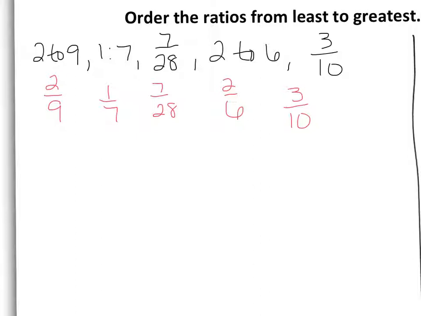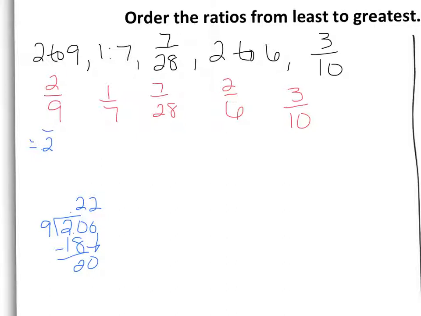There's a couple ways we can order fractions. We could find a common denominator, but if you look at 9, 7, 28, 6, and 10, they don't really have a nice small common denominator. So the easiest way I find to order fractions from least to greatest is to change them all to decimals and compare them that way. So let's start with 2 to 9. If I want to change 2 over 9 to a decimal, I'm going to take 2 divided by 9. Okay, well, 9 will go into 22 times, and it looks like I'm going to have a repeating 2. So 2 over 9 is the same thing as 0.2 repeating.